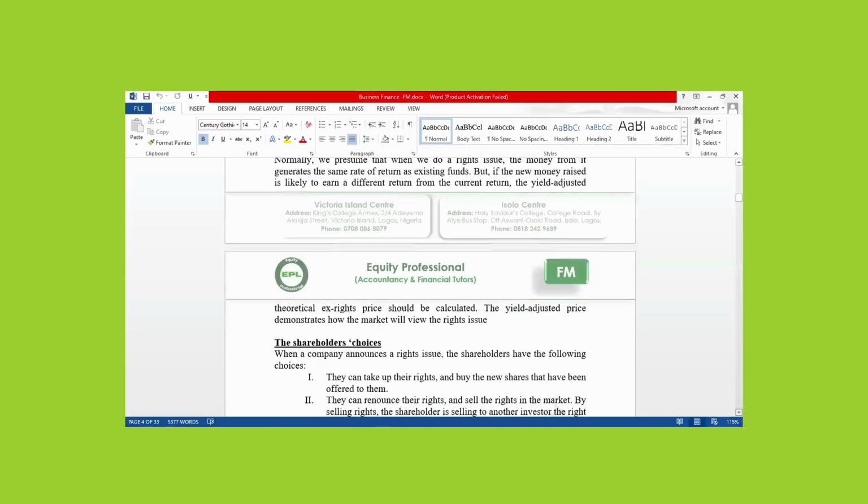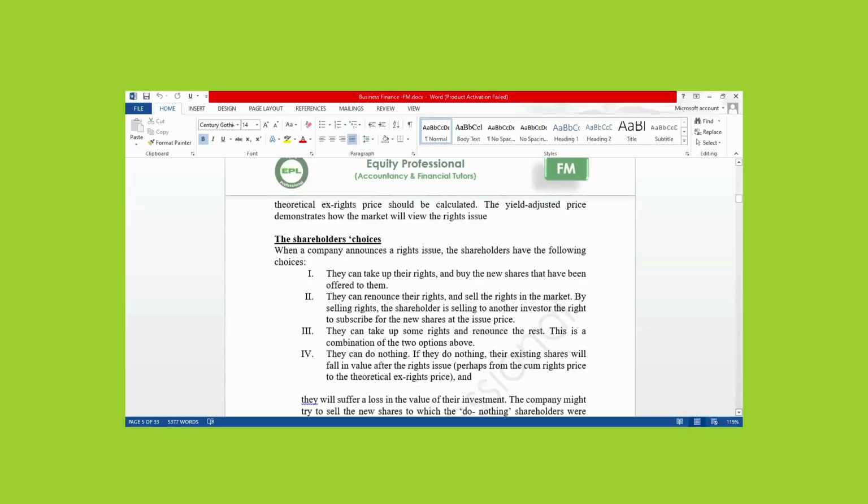We also discussed choices available to shareholders in a rights issue. When a company embarks on a rights issue, you are issuing new shares to existing shareholders as rights to buy, not an obligation to buy.